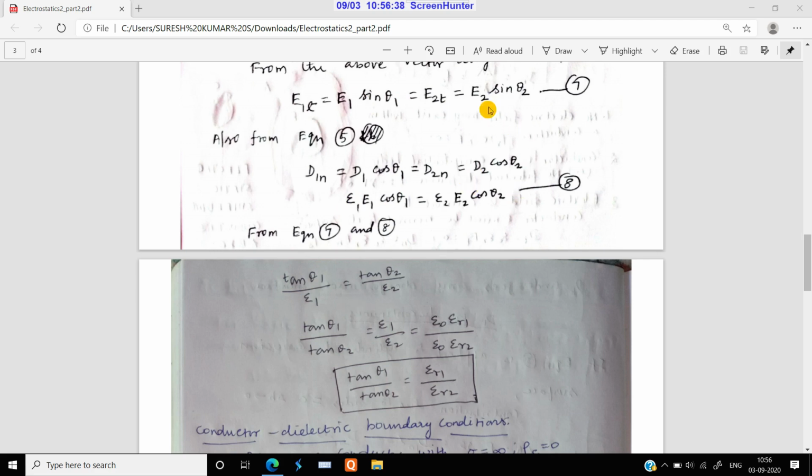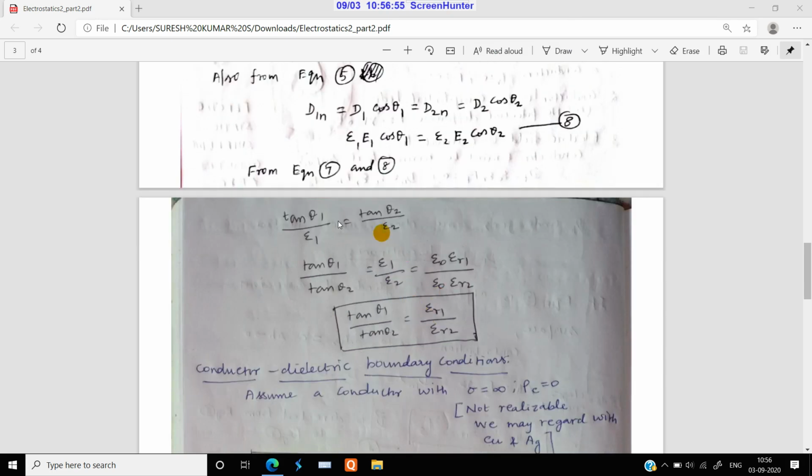From this side we are having epsilon 2 E2 in the numerator and epsilon 2 E2 cos theta 2 in the denominator. So E2 and E2 will be getting cancelled. So from that, tan theta 2 divided by epsilon 2. We can rearrange these two equations as tan theta 1 divided by tan theta 2 is equal to epsilon 1 divided by epsilon 2. Also we can write this epsilon 1 divided by epsilon 2 as epsilon r1 divided by epsilon r2.